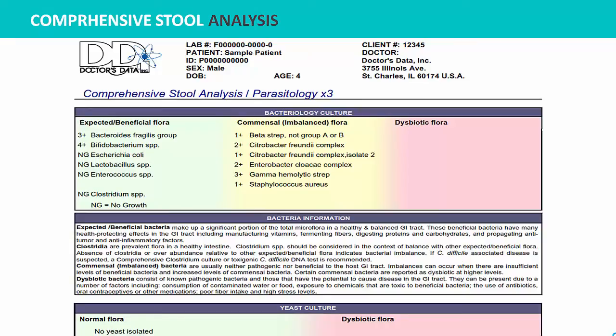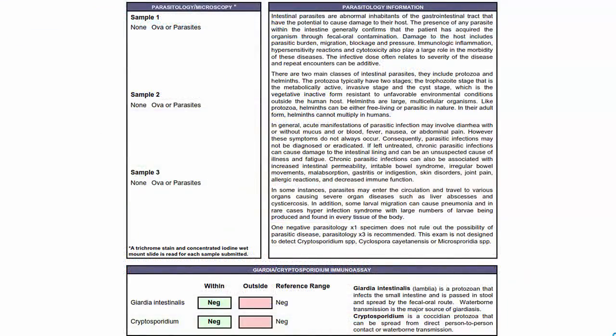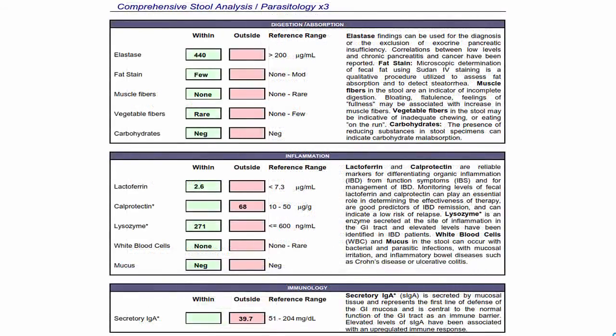So what we get from this test is a sneak peek into digestive function. We get to look at the type of flora that are predominant in the gut. We also get to identify if there's yeast overgrowth through culture, but also microscopic analysis. And we get to determine if there are any ova or parasite overgrowth that's taking place. Also, we get insights into digestion and absorption, so we can determine if a patient is adequately digesting and absorbing nutrients from their food.